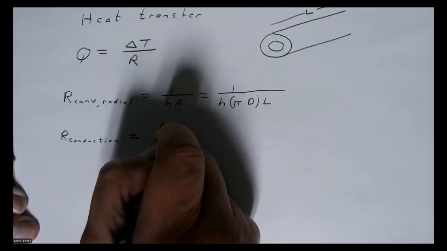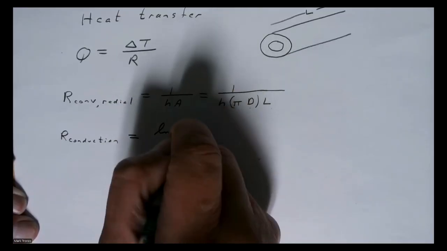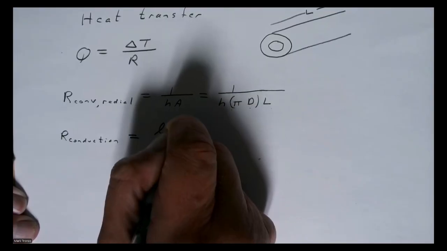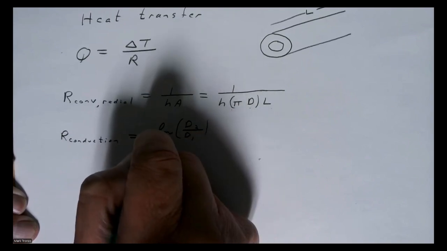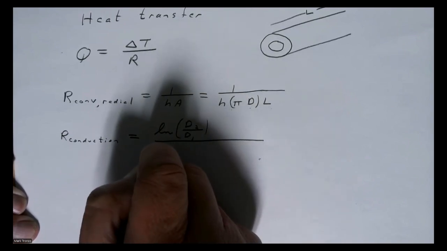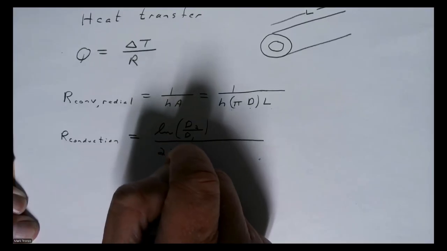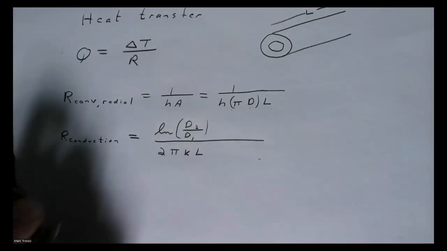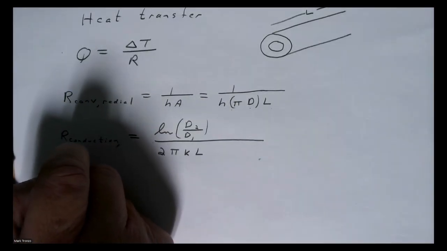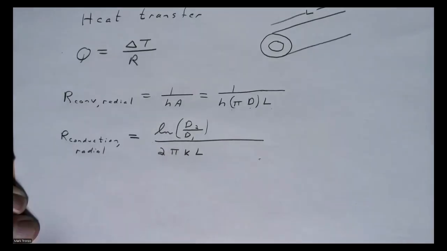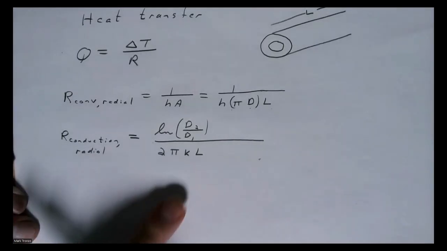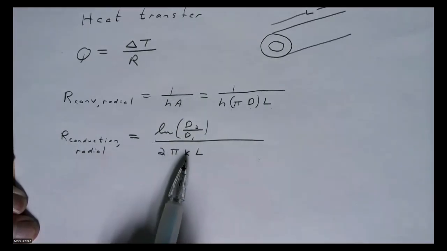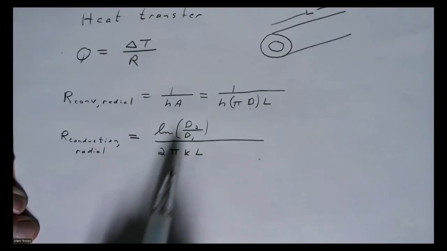And then for conduction, we had log, and let's say you had 2 diameters, it would be like, say, D2 divided by D1, all divided by 2 pi K times L. Again, this is going to be the resistance for radial conduction. And remember, H is the heat transfer coefficient and K is the thermal conductivity.